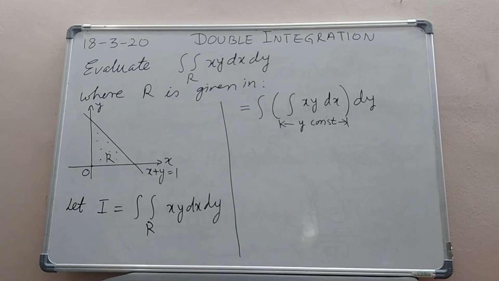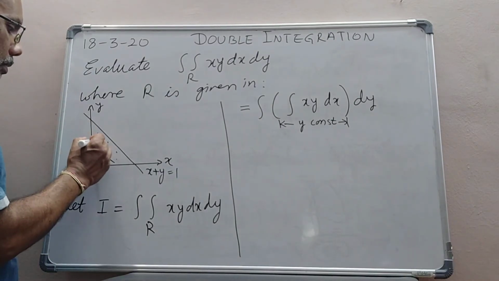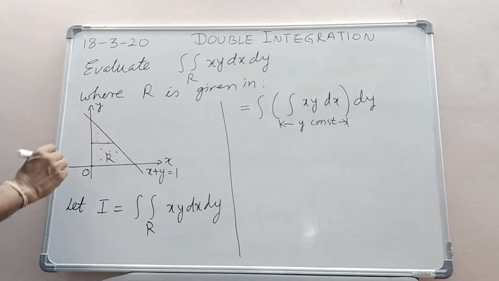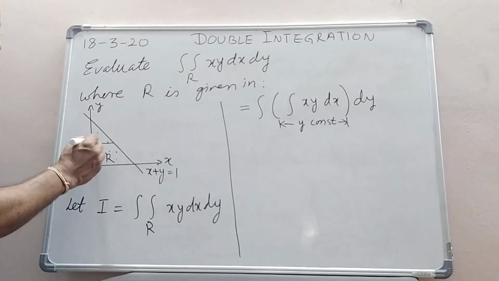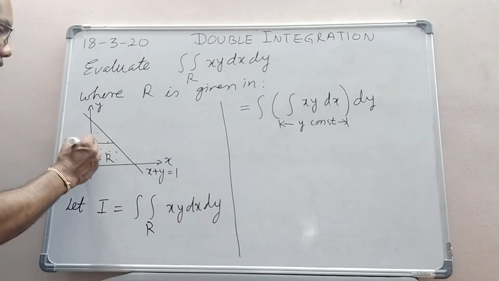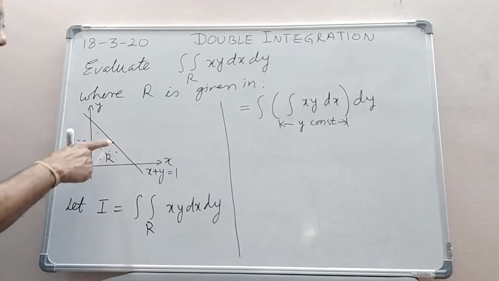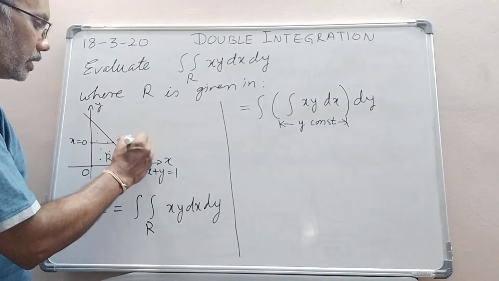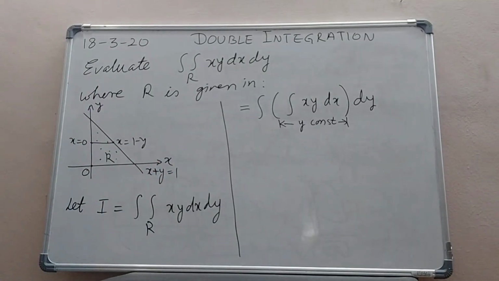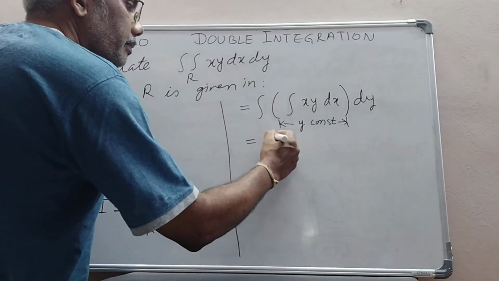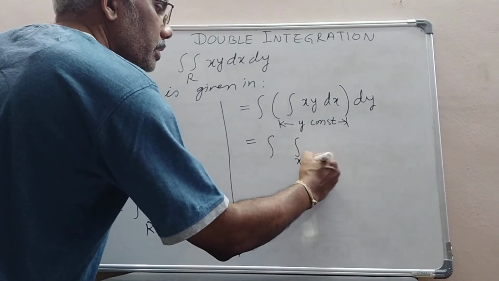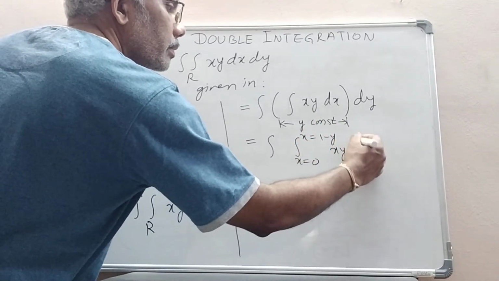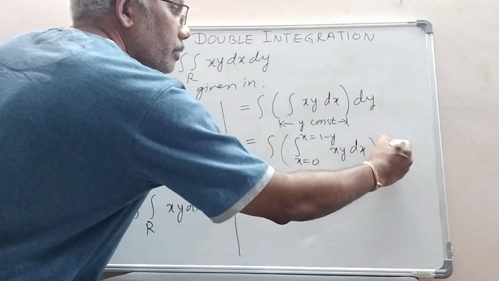All right. So I fix y, and as I move along this line, x changes from 0 to the value of x determined by this particular equation. The value of x over here is 1 minus y. That is going to determine the lower and the upper limits for x.